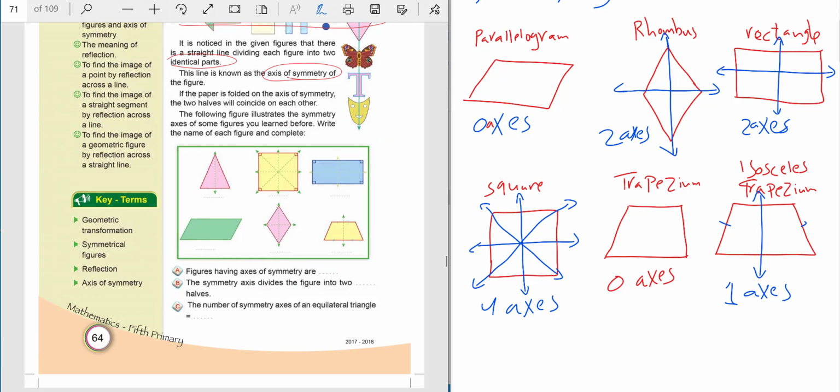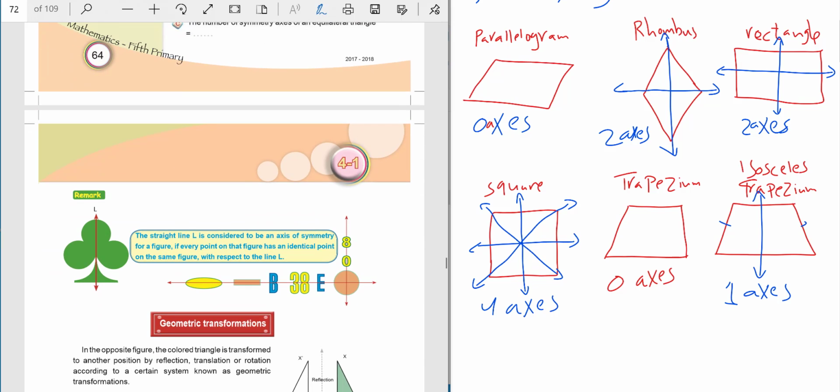Axis of symmetry: a straight line L is considered to be an axis of symmetry for a figure F if every point on that figure has an identical point on the same figure. Here, this point has an identical point in the same figure with respect to the line L.